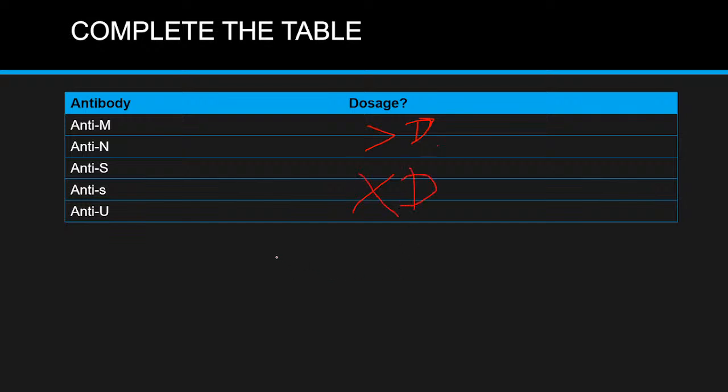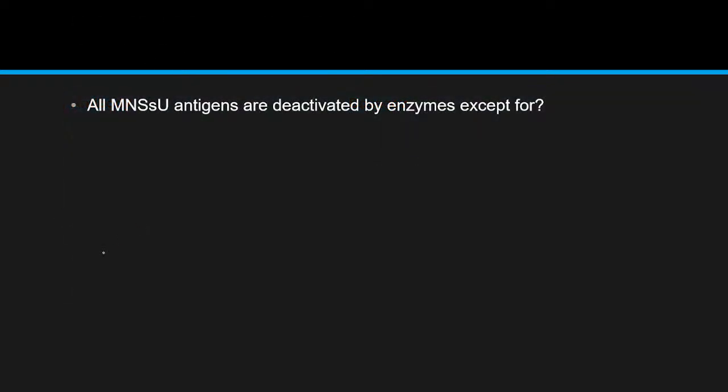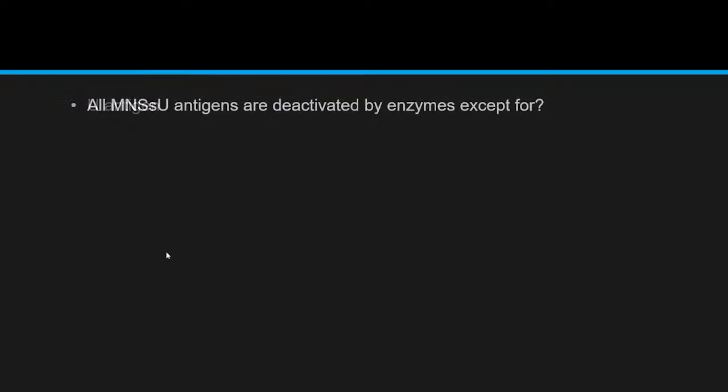Okay? Now, all MNSs antigens are deactivated by enzymes except for the U antigen, right? All of them are cleaved except for the U antigen. All right, so there are peculiarities about the MNSs system. You need to take note of this.